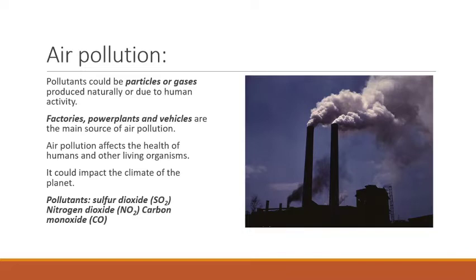So the sources of pollution caused by humans are mainly factories, power plants, which are used to produce electricity, and vehicles: cars, trucks, airplanes. Air pollution affects the health of living organisms since we're breathing in polluted air. In addition, it affects the climate of the planet. The main pollutant gases are sulfur dioxide, nitrogen dioxide, and carbon monoxide.